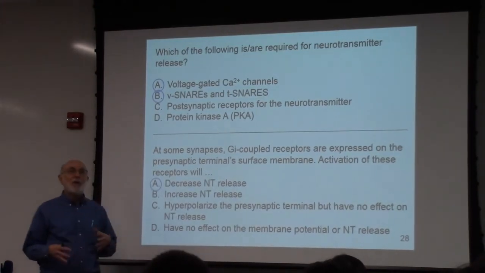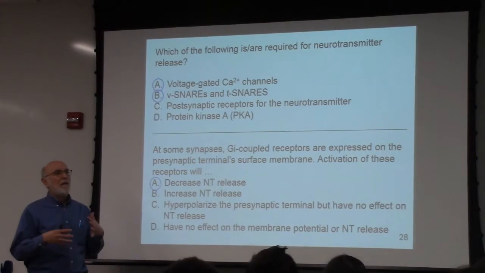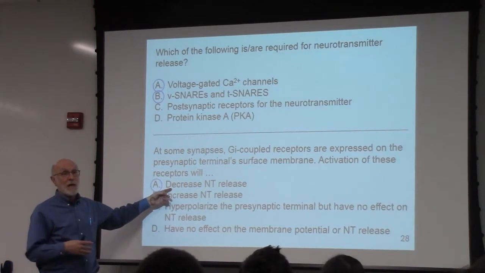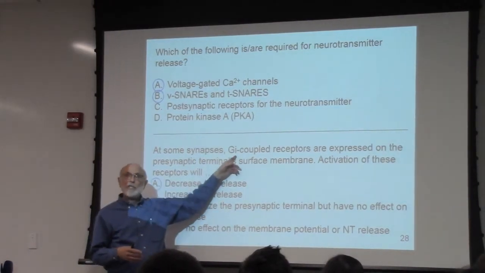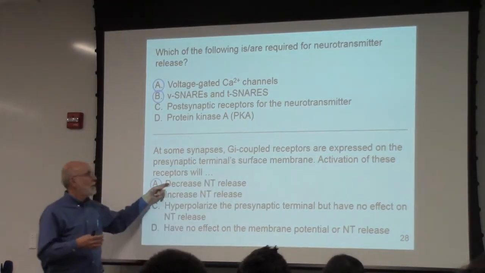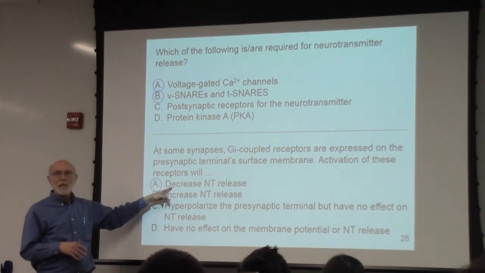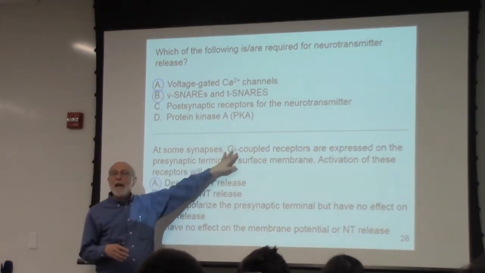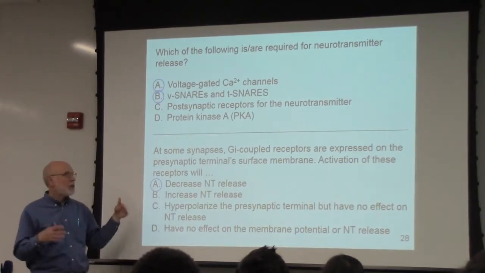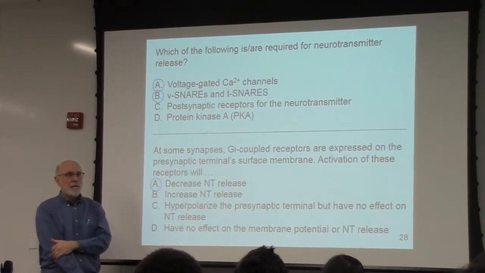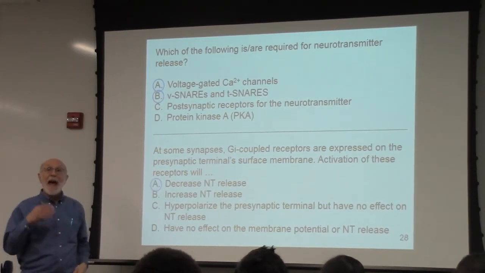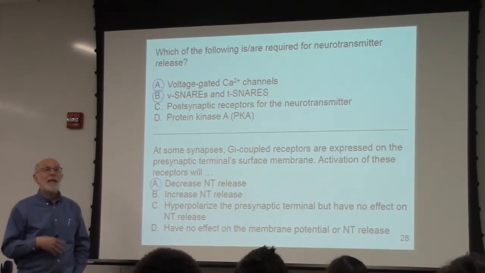Adenylyl cyclase and phosphorylation of proteins are also positively modulatory of neurotransmitter release. So inhibition of adenylyl cyclase and inhibition of protein kinase A will also decrease neurotransmitter release. I didn't teach this, but the point is, knowing that an inhibitory receptor is expressed on the presynaptic terminal, inhibition is going to decrease the function of that terminal, which is to release neurotransmitter. What we're talking about here is an axo-axonic presynaptic inhibition.